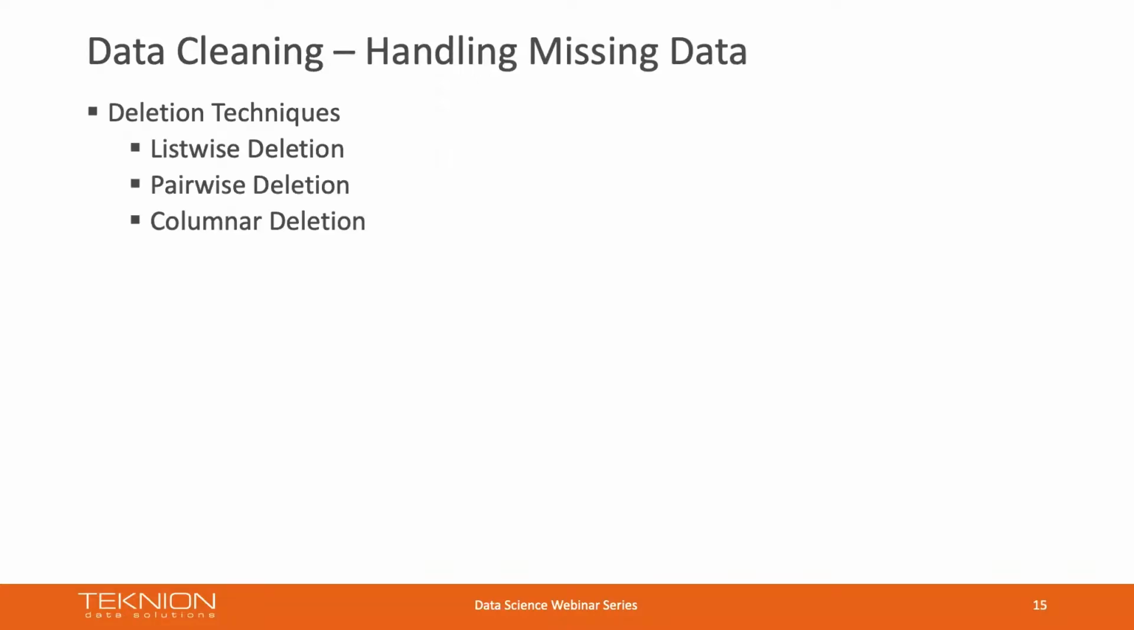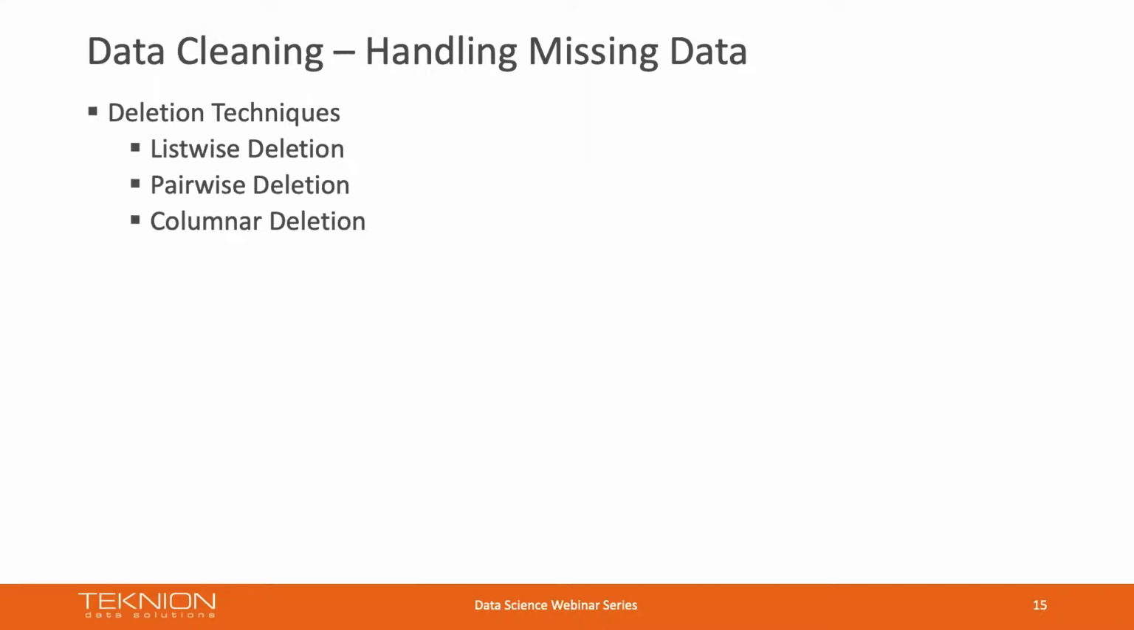There are really 2 ways we can go. One is by using what we call deletion techniques, and there are really 3 ways that we can do deletion. We can do listwise deletion, meaning that, let's suppose we have 5 variables, if a person is missing any one of those 5, then they just get kicked out of the analysis.